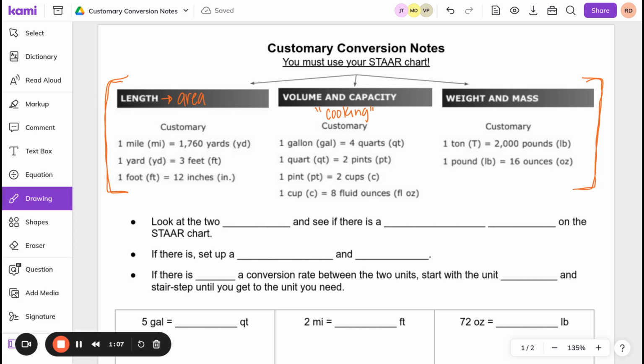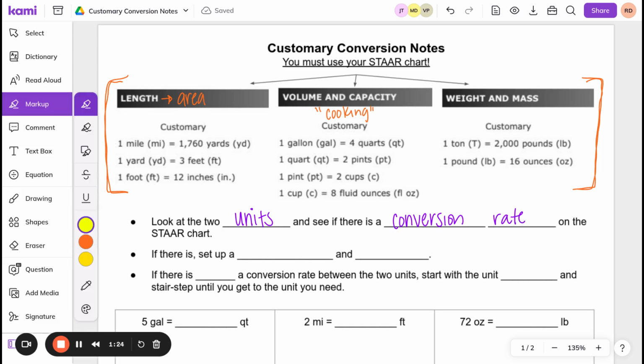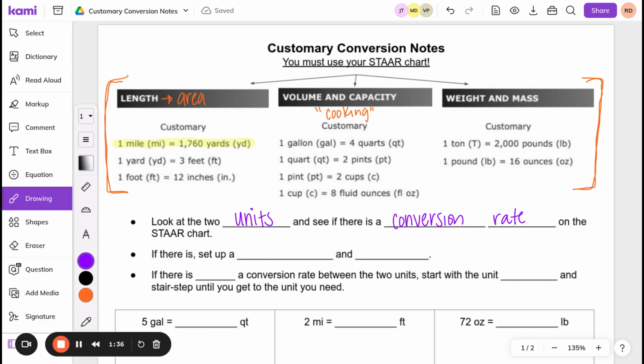You're going to look at the two units given and see if there is a conversion rate on your star chart. So what I mean by that is you're going to look and see if there's this direct relationship. So right here, it tells you 1 mile is 1,760 yards. So it's right there for you. You're just going to have to scale up or scale down to find a missing value.